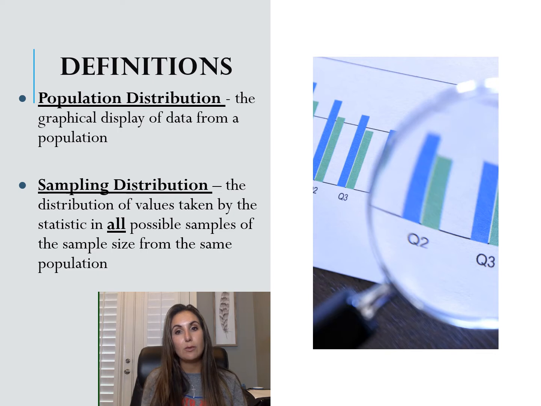This is the distribution of values taken by the statistic in all possible samples of the sample size from the same population. So how this differs is in sampling distribution, you would take data from all the different samples that would be possible as long as those samples are the same size. So you have data from this sample of size 10, data from this sample of size 10, and data from this sample of size 10, and you put that on a graphical display.